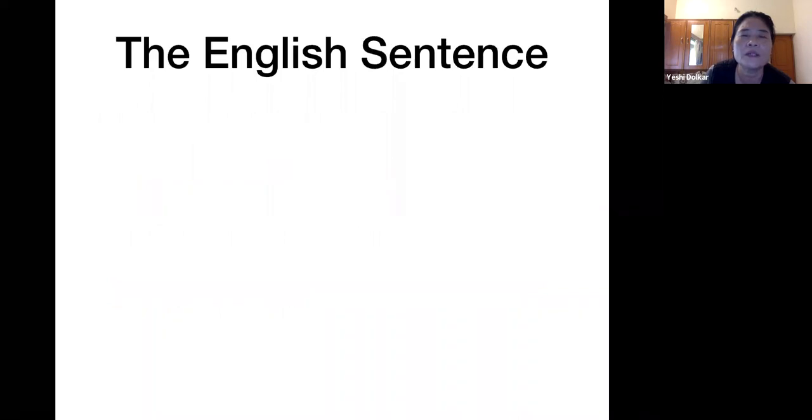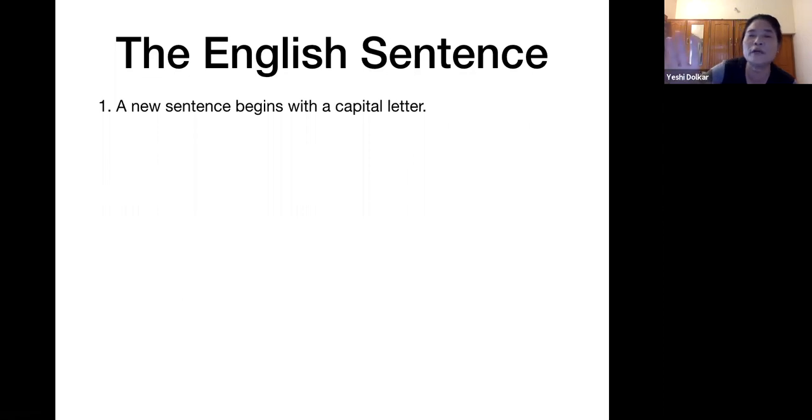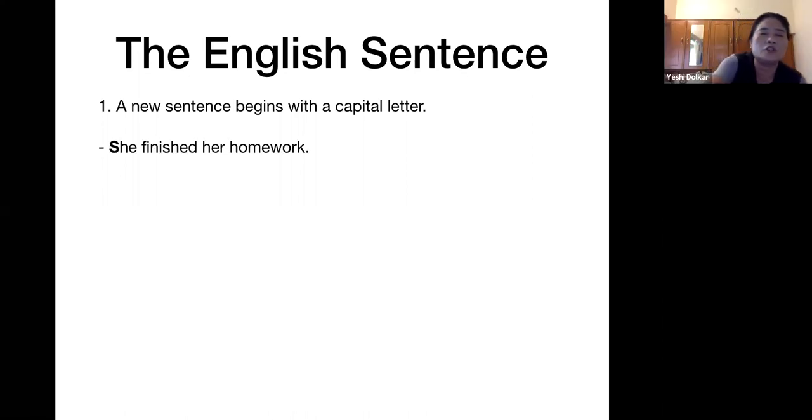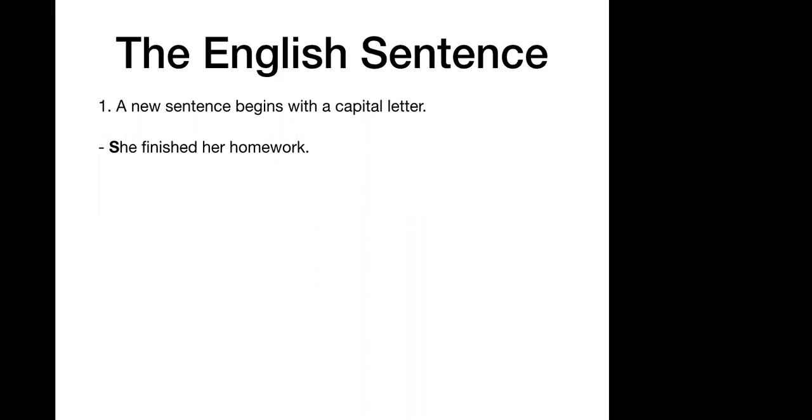Now let's see the features of each of these sentences. How do you write each of these sentences? But before that, these are extremely important basic features of an English sentence. In English, you must start a sentence with a capital letter. Whenever you start a sentence, you must start with a capital letter. For example, She finished her homework. The first letter is always a capital letter, in any new sentence.